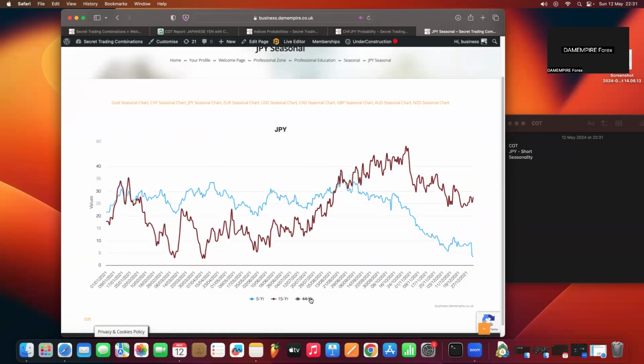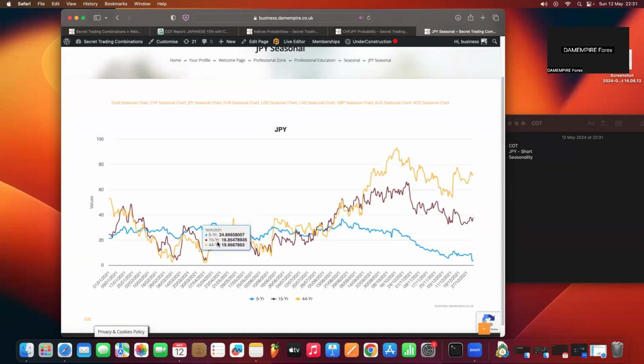So it's 5 years, 15 years, 44 years. We stack them together like this to see where they're similar. Wherever they're similar, that's a good sign for us. Whenever they're not similar, it's a bad sign for us. So we only want it when they're similar together, moving in the same direction. All three have to move in the same direction.